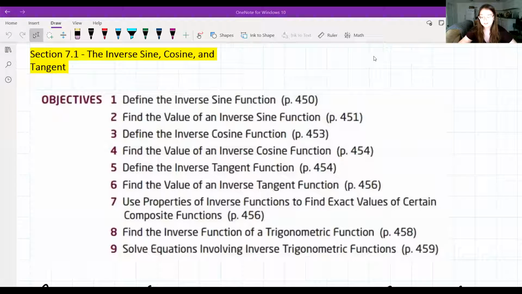7, use properties of inverse functions to find exact values of certain composite functions. 8, find the inverse function of a trigonometric function. And 9, solve equations involving inverse trigonometric functions. So let's get started.